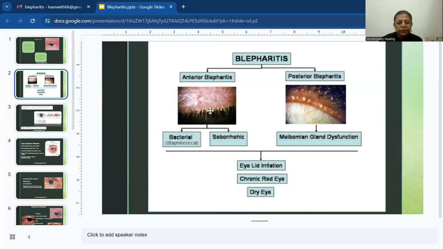In anterior blepharitis, there are two types. One is allergic and another is bacterial or ulcerative. When you talk about allergic, it's seborrheic also. The patient may complain of dandruff in the hair, and usually there is itching at the lid margin.